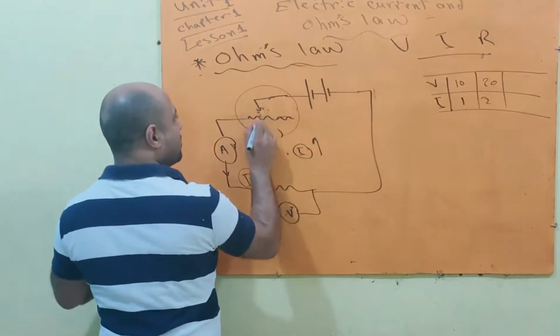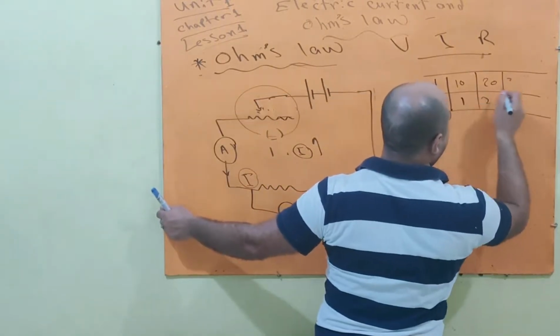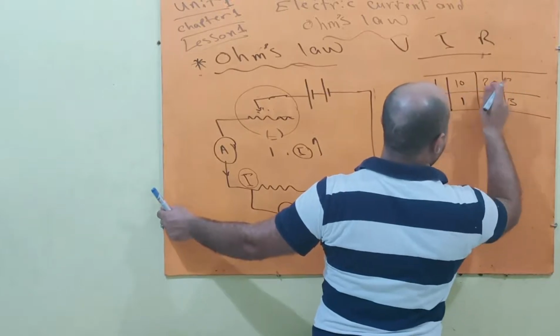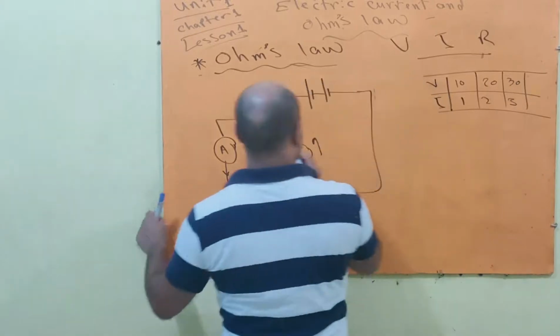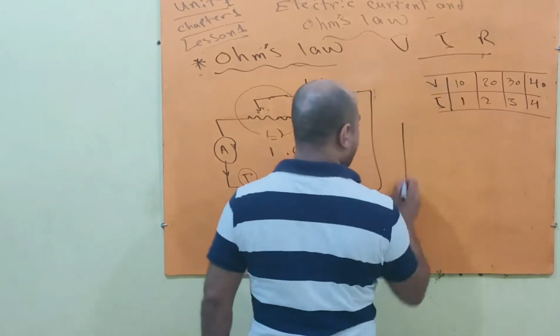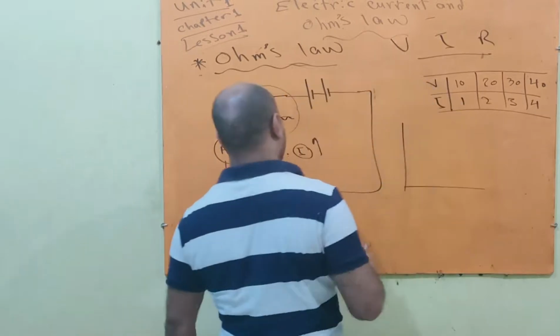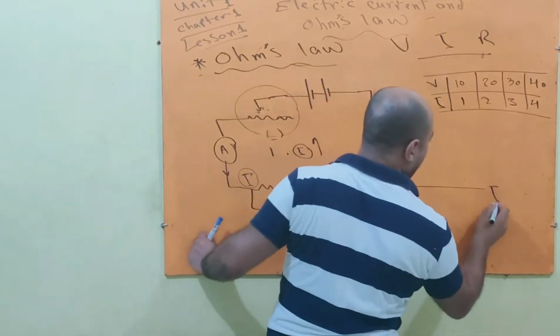He started moving the slider: 3 amperes, 30 volts, and so on, 40 volts and so on. Then he recorded these measurements, V and I.